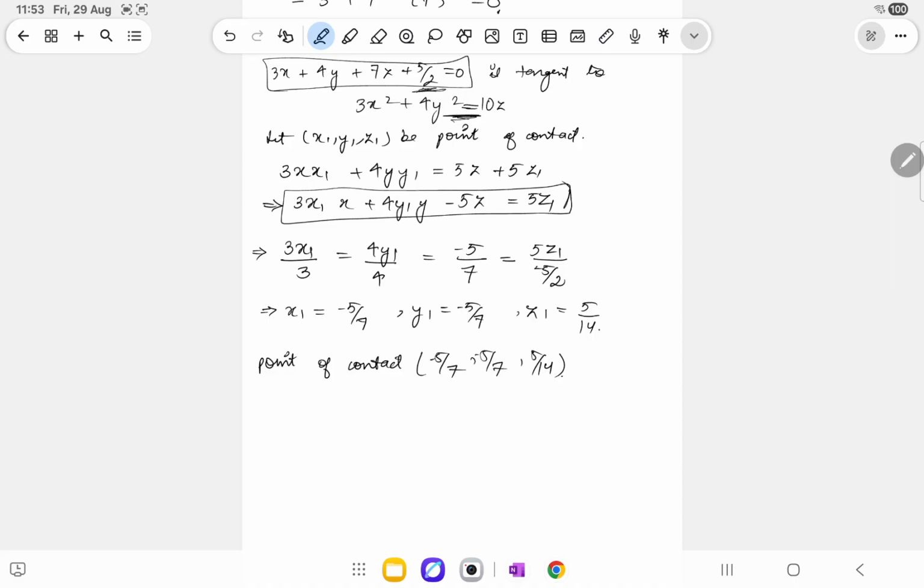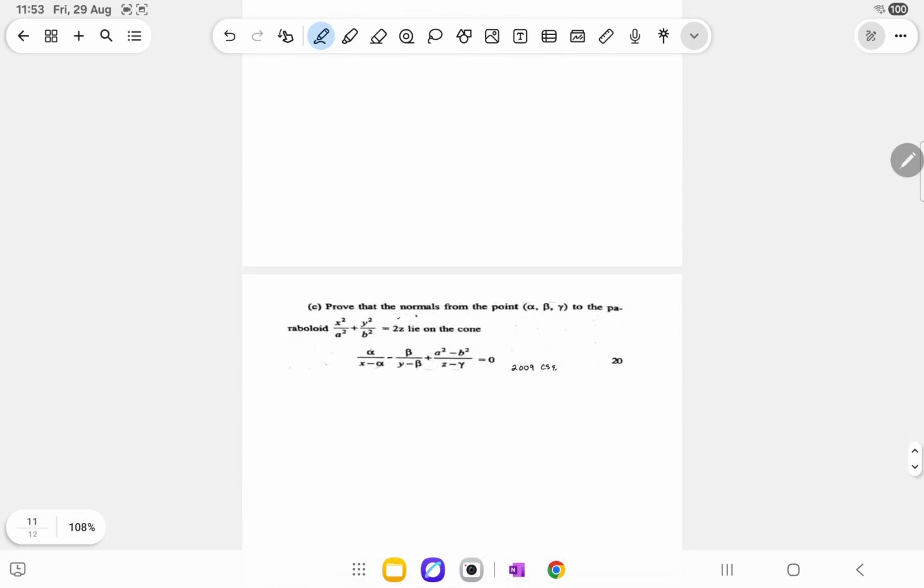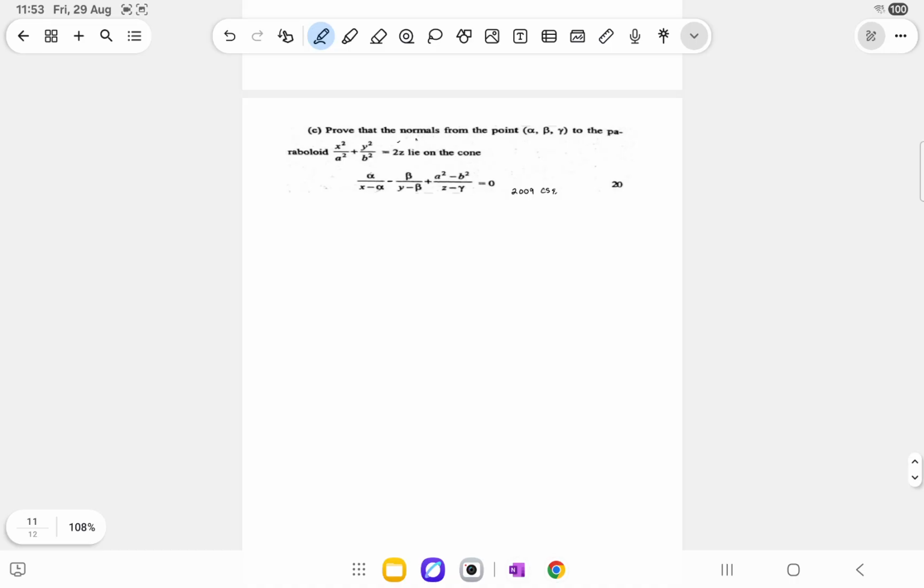So let's move on to the next question. The next question says: prove that the normals from this point to this paraboloid lie on this equation of a cone.